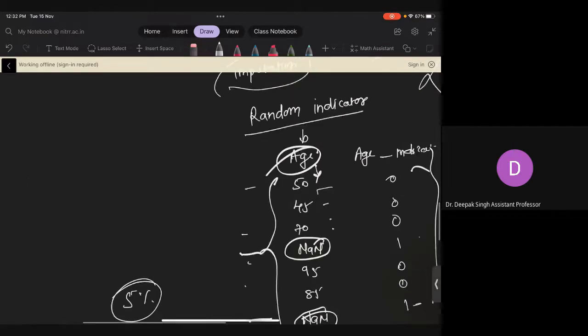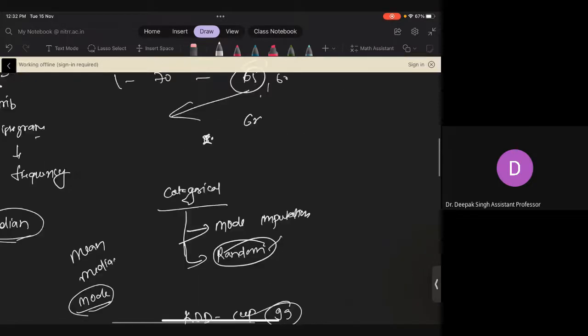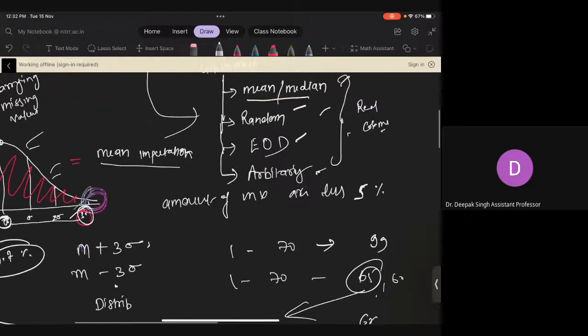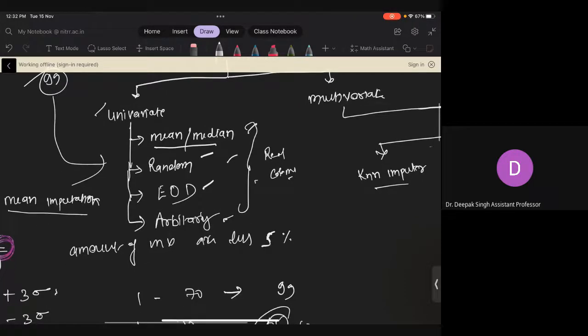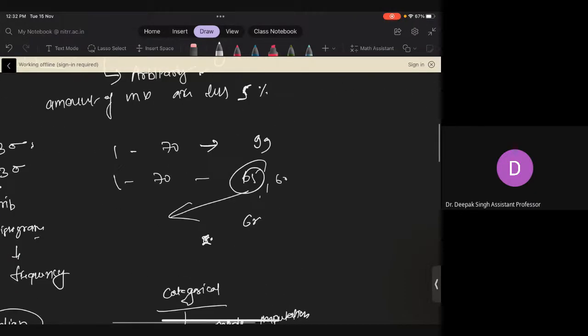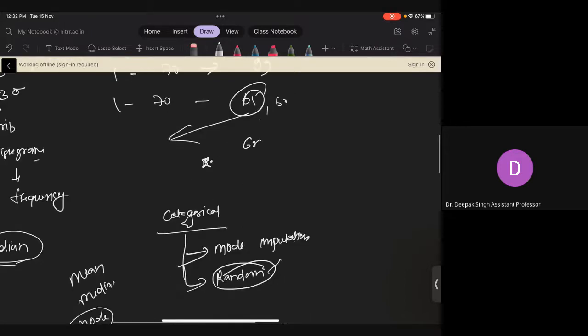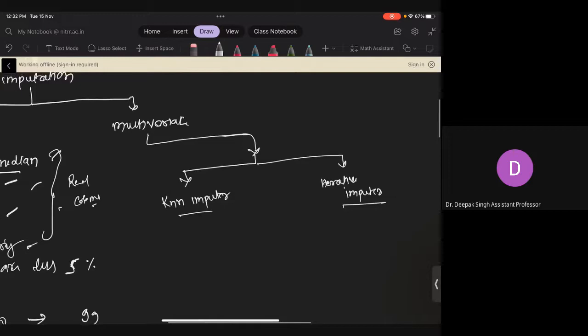Then what we can do is we can go for any of the imputation that we have discussed till now. What are those? Those are mean, median, random, end of distribution, arbitrary. Then you have random imputations and the missing indicators. So you can use these imputations in the case of MCAR. In the case of MAR, it is better to go for multivariate imputation, because there is now dependency between the columns.